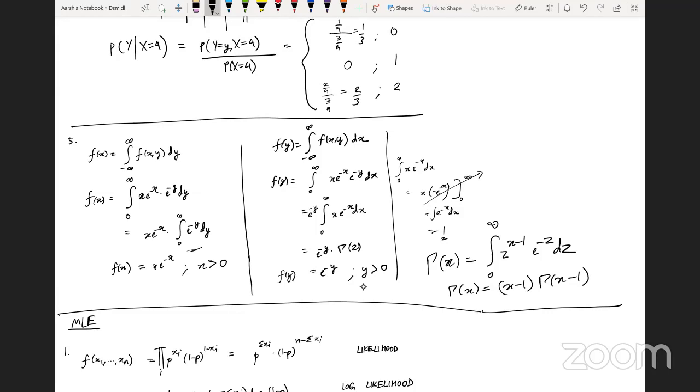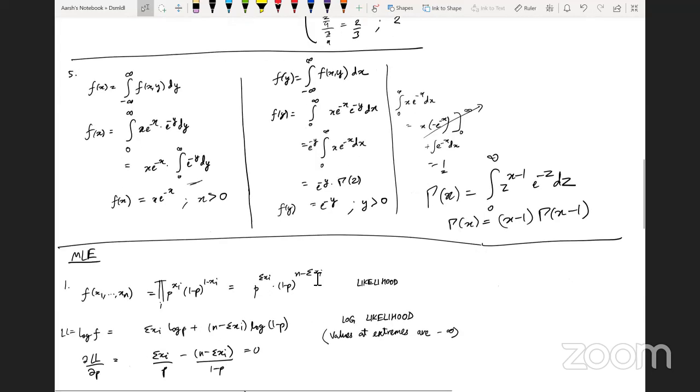And finally, we want to see whether they're independent or not. So recall that if two random variables are independent, then their joint density function is the product of the individual density functions. So we know that the joint distribution given was x e power minus x into e power minus y, and it is equal to this product, f of x into f of y. So we can say that they are independent. So are there any doubts?